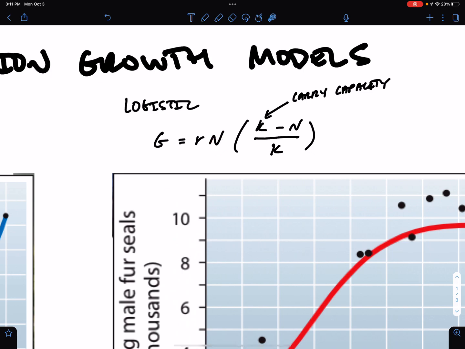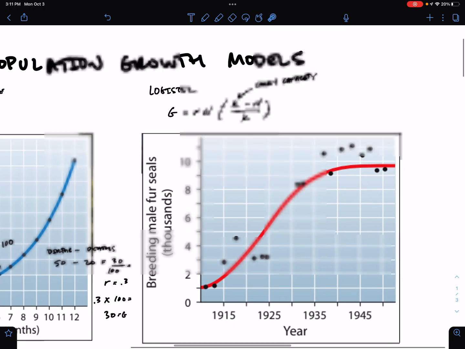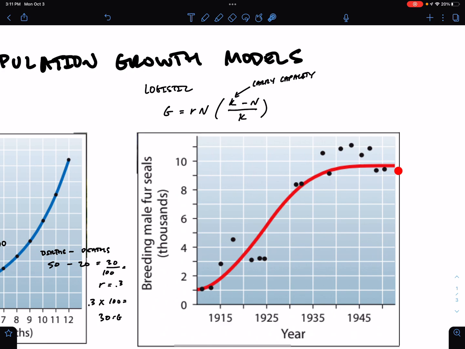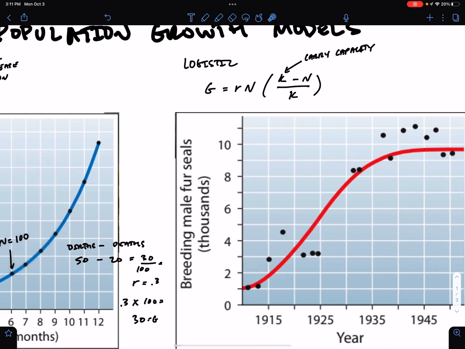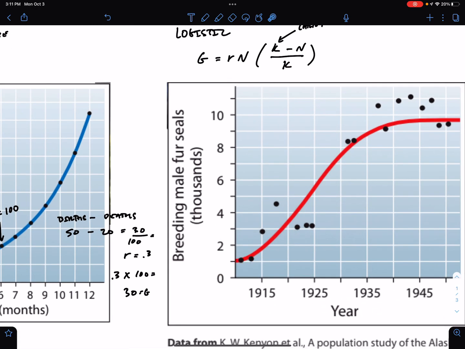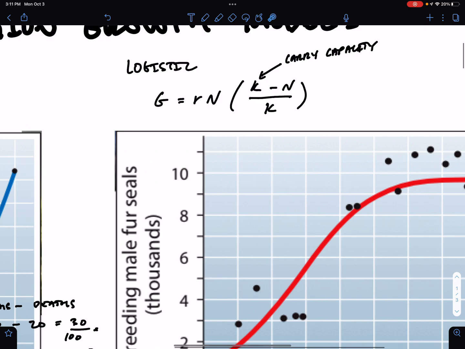So let's look at this model when our population size is very small. When N is a small number, if we look at this part of the equation, the carrying capacity is, let's say, just about 10,000 in this case. So K is 10,000. And N initially is very small, less than 1,000. So when N is very small and K is very big, K minus N would be very close to K, so K over K, and this term would be very close to 1.